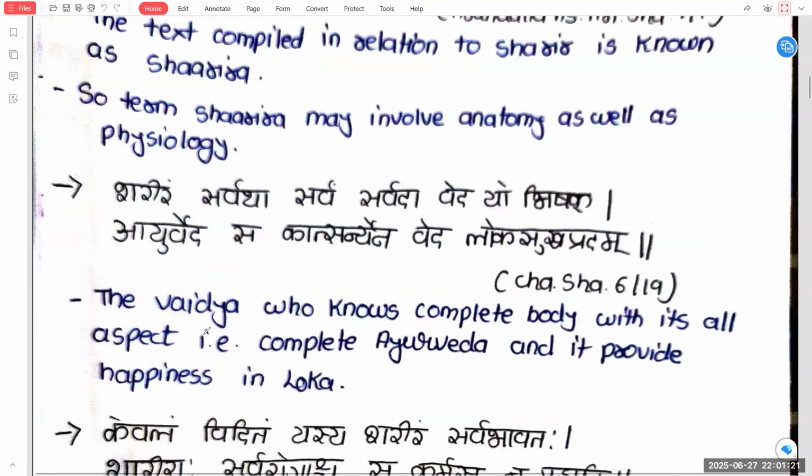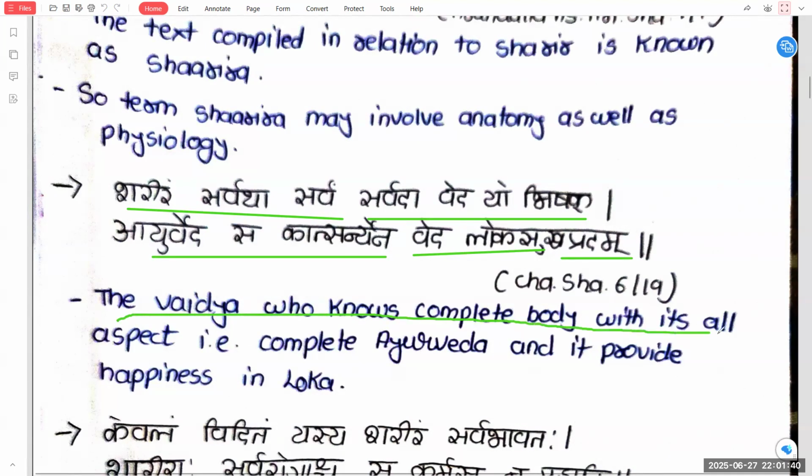The knowledge of sharir. Shariram sarvatha sarvam sarvada vedaya bishak, ayurveda sakatsanyena katsarya anena veda loka sukha pradam. Charak Sharir Sthan. Here, Acharya Charak specifies that the Vaidya who knows the complete body with all its aspects, that is, the complete Ayurvedic aspect, and provides happiness to the lok, is the perfect kind of Vaidya. Okay, got it?